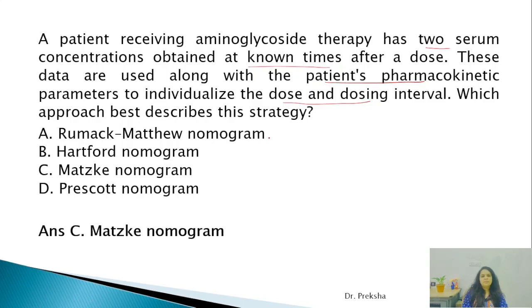Rumack-Matthew is for paracetamol poisoning. Hartford is for aminoglycoside, but in that, you don't use this type of pharmacokinetic parameters. Prescott nomogram is for salicylate poisoning. So the correct answer here is the Matzke nomogram.